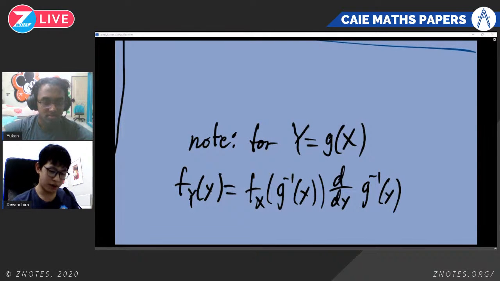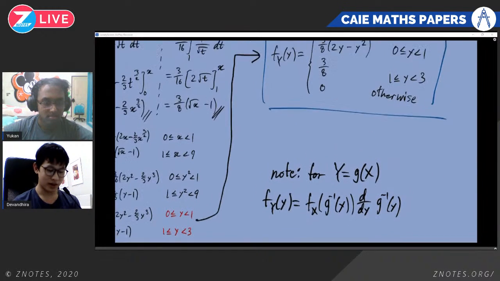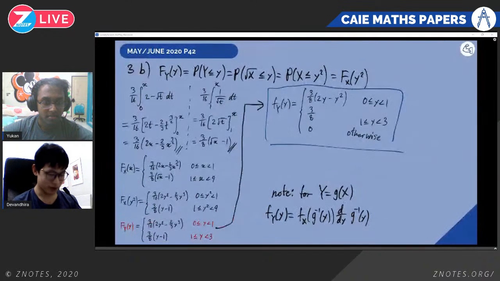So as I was saying before, there's just a small shortcut. If you're given y as a function of x, to find the PDF of y, you just need the PDF of x. Then you put in the inverse of the function, so right here it is g inverse of y, while taking the derivative of g inverse of y. This is just a bit more advanced. You don't really have to know this, but it's just a little shortcut for you to know. So that's your answer, and that's it for this question.